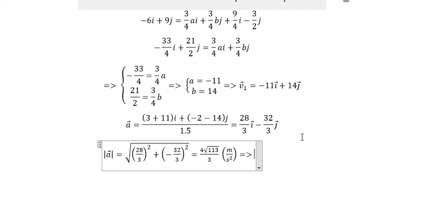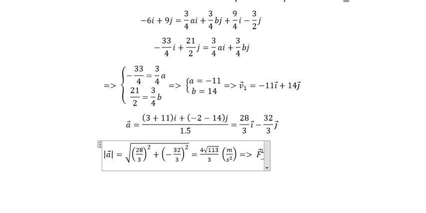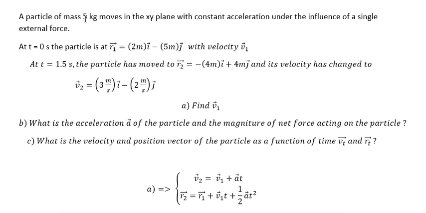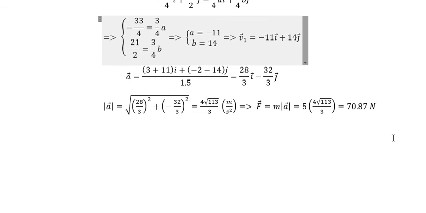So we need to find the force, and this should be F equals m multiplied with this one. We have m is 5 kilograms. We put it in here, multiply with this number, and you will get about 70.87 newtons. That's question B.